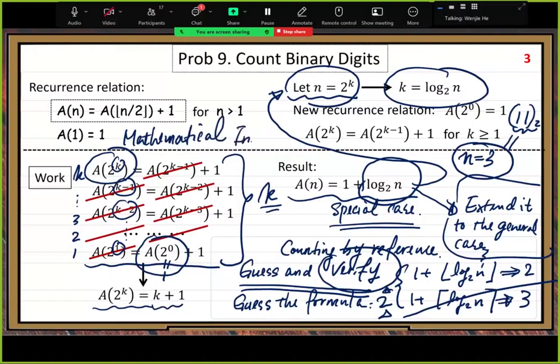Mathematical induction. In discrete math, you learn mathematical induction. Here, I can apply mathematical induction to prove this formula is correct, but I need to do a lot of work. I want to review it.